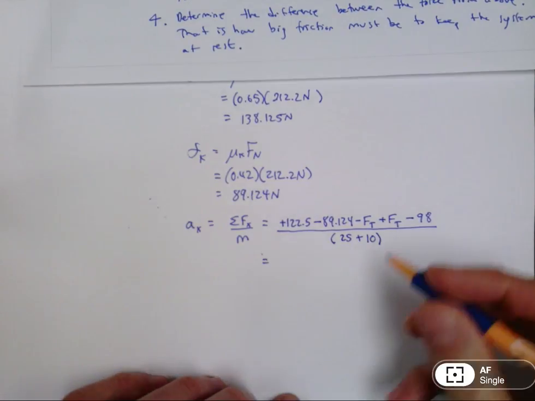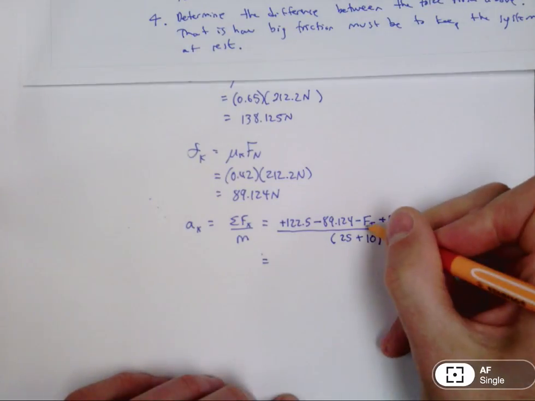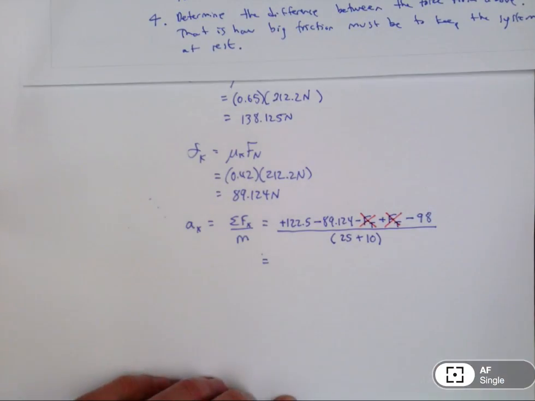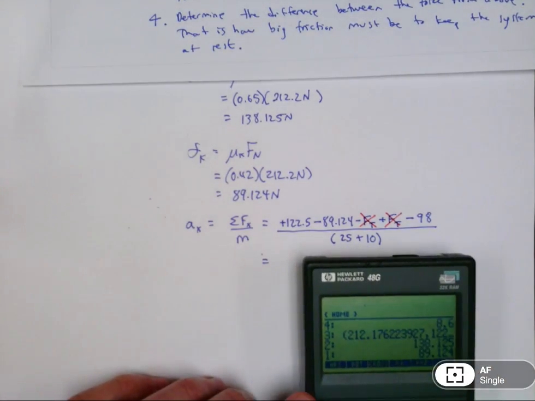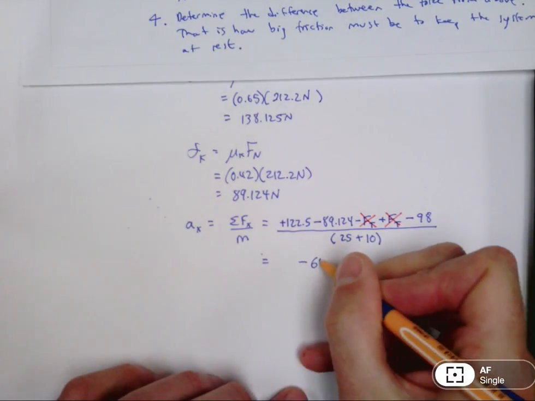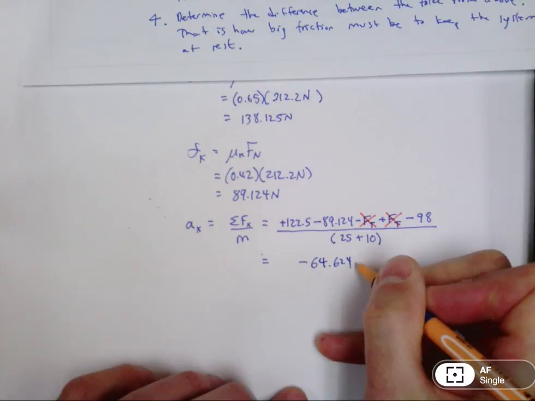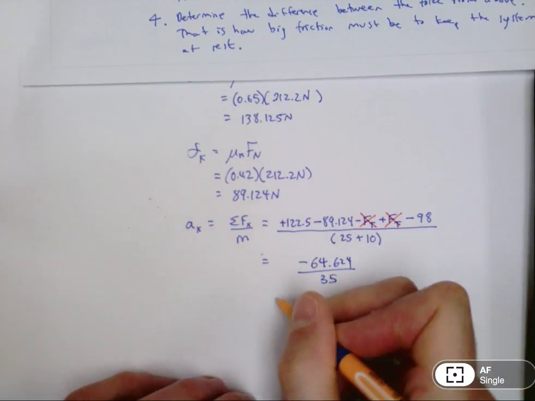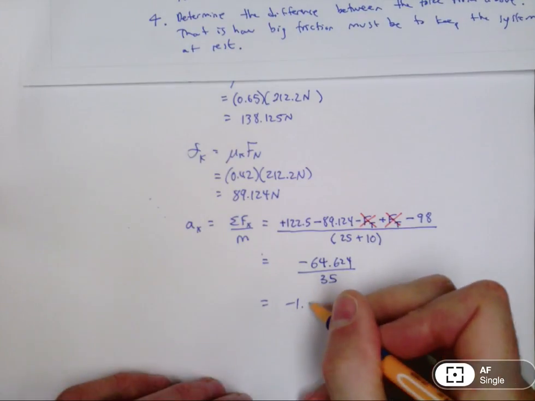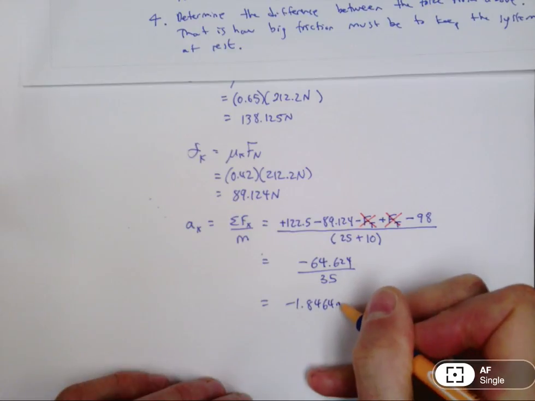And so let's see what we get here. Of course, this is why we add both objects' forces together, because the internal forces, the tension forces, cancel out. And so I get a total of 122.5 minus 89.124 minus 98. And so the net force, this is interesting, but not crazy. The net force is negative 64.624. Interesting, I say, because it's negative, divided by 35. And so when I divide that, I get negative 1.8464 meters per second squared.